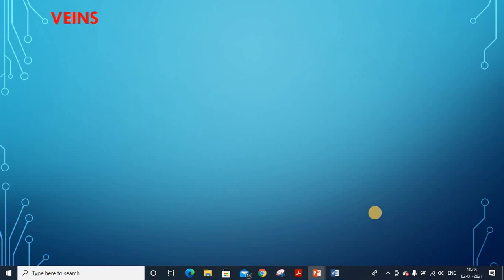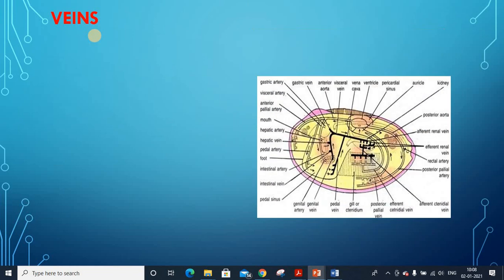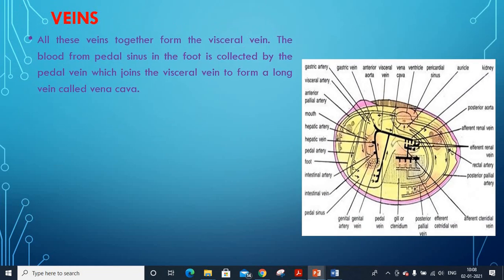Next is the veins. The venous blood from the visceral organs is collected by smaller veins, that is the gonadial vein from the gonad, intestinal vein from the intestine, hepatic vein from the liver, and gastric vein from the stomach. All these veins together form the visceral vein. The blood from the pedal sinus in the foot is collected by the pedal vein, which joins the visceral vein to form a long vein called the vena cava. This is the visceral vein and this is the vena cava.